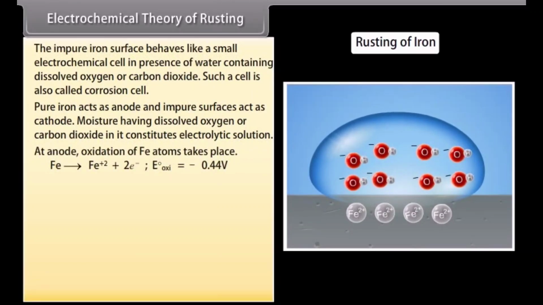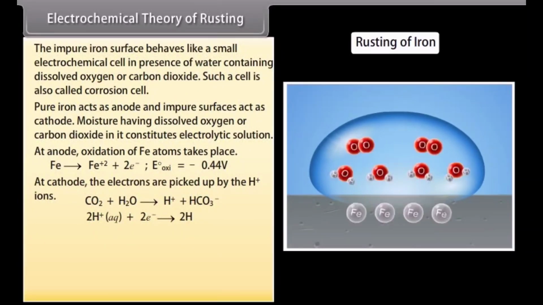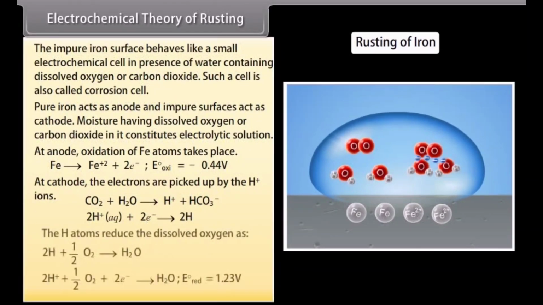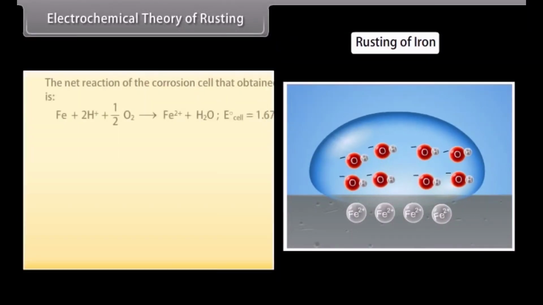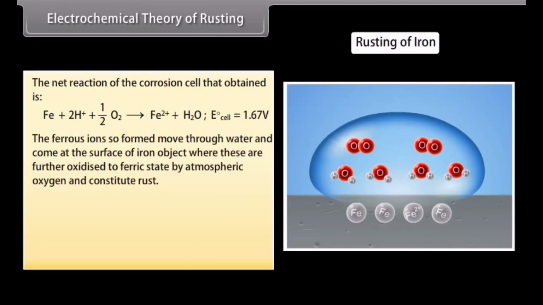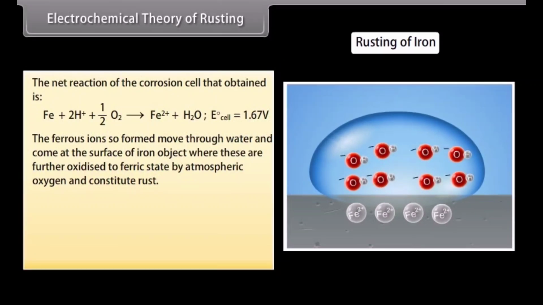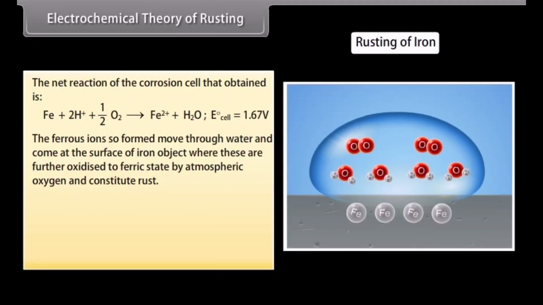At the anode, oxidation of iron atoms takes place. At the cathode, the electrons are picked up by H+ ions. The hydrogen atoms reduce the dissolved oxygen. The ferrous ions so formed move through water and come to the surface of the iron object, where these are further oxidized to the ferric state by atmospheric oxygen and constitute rust.